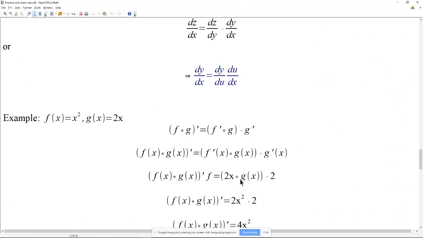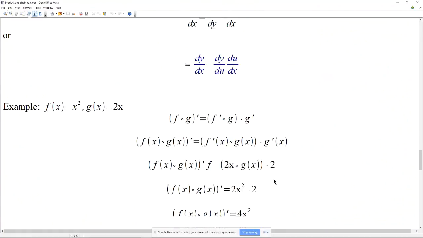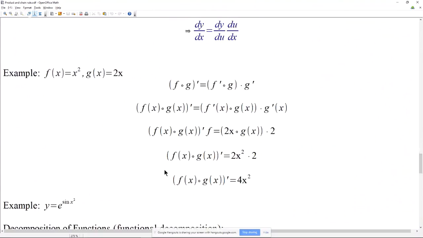Here we have 2 times the composite function g of x, right? And the composite is 2x. So you take 2x, you stick it in here, what do you get? 4x squared? No, it's just 2x squared. It's just 2 times 2x, which is 2x squared. And then you times it by 2 and you get 4x squared, which is exactly what you said at the beginning. Right?